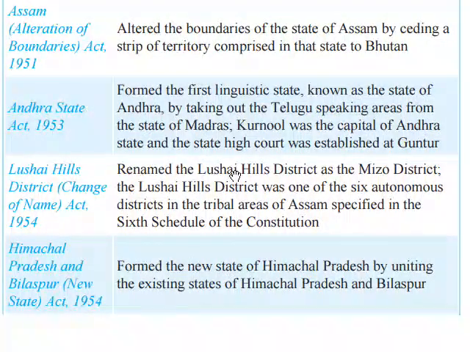The Lushai Hills District Change of Name Act 1954 renamed the Lushai Hills district as the Mizo district. The Lushai Hills district was one of the 6 autonomous districts in the tribal areas of Assam specified in the sixth schedule of the constitution.